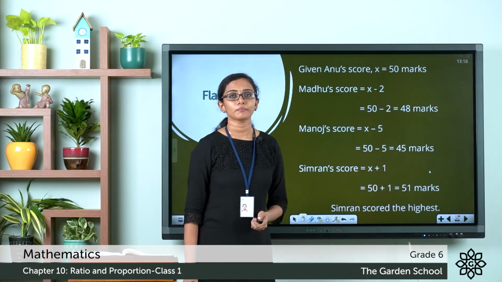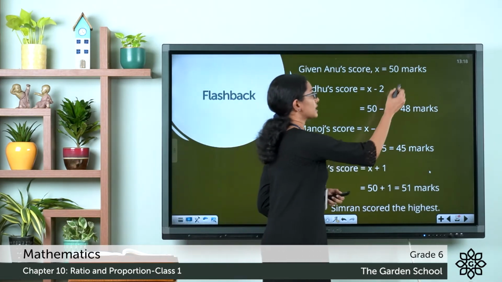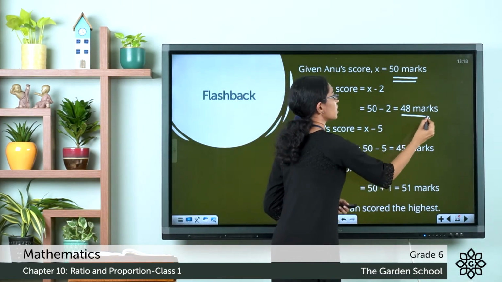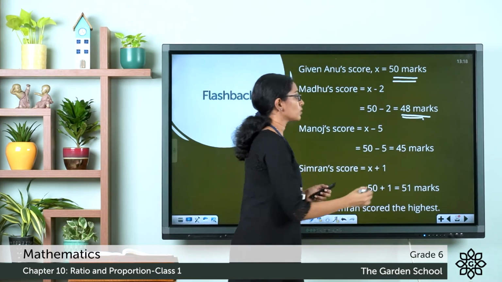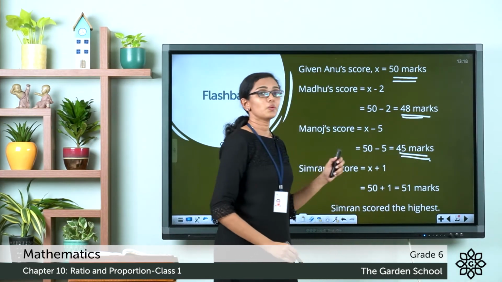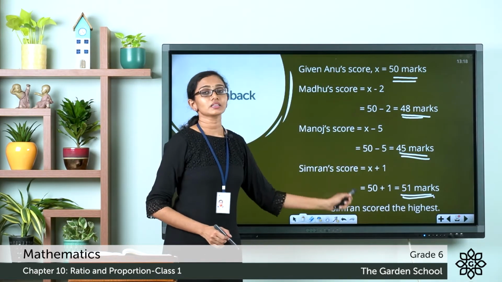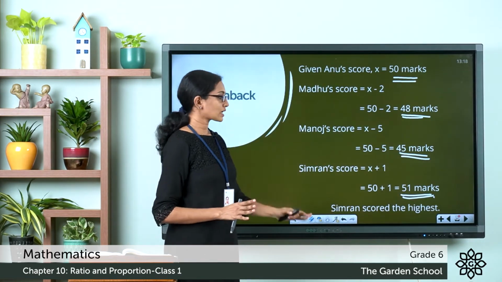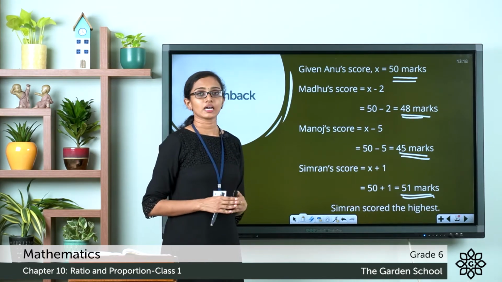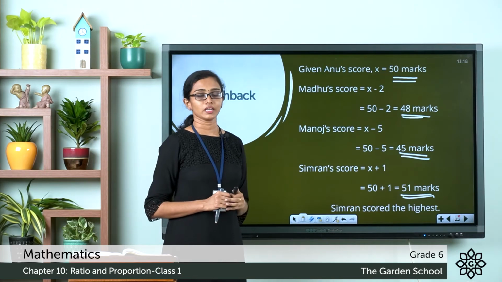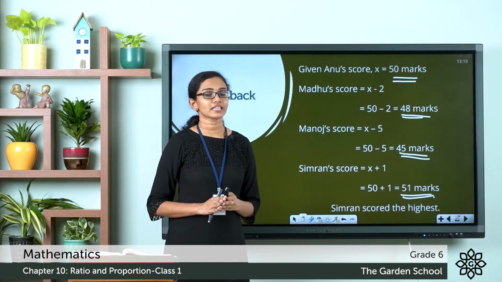Now compare the individual scores. Anu got 50 marks. Now Madhu got 48 marks. Manoj got 45 marks, whereas Simran got 51 marks. Now which among these is the highest? We can see Simran's score is the highest, and hence Simran scored the highest in the examination. So I hope this question is clear to you.